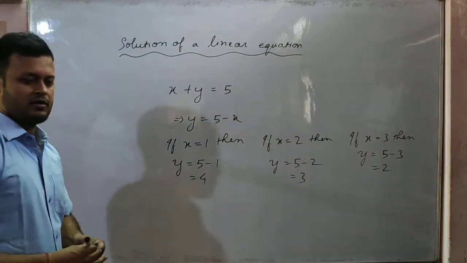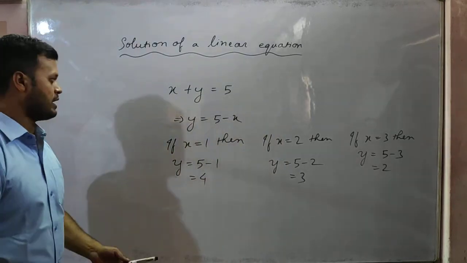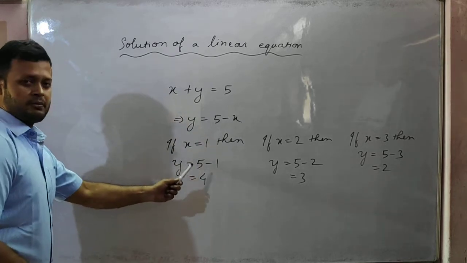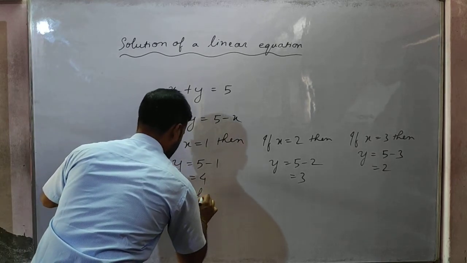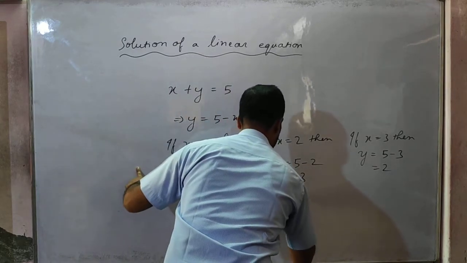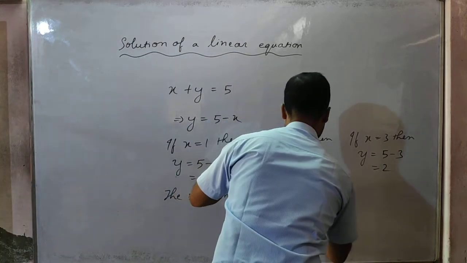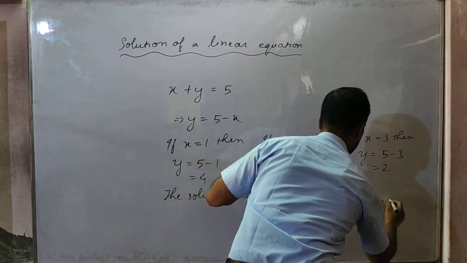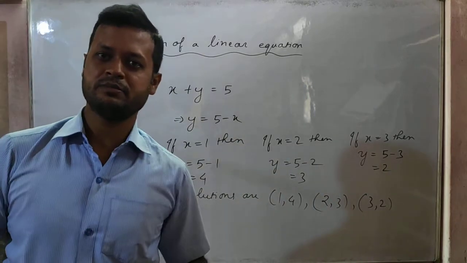So you see, for every value of x that you are considering, you are getting a value of y. So this kind of equation will have an infinite number of solutions. So let us check, what are the solutions? The solutions you can write as 1, 4: the value of x is 1 and the value of y is 4. Again 2, 3. Again 3, 2. All these are values of x and y, and many more, as many values of x as you consider.